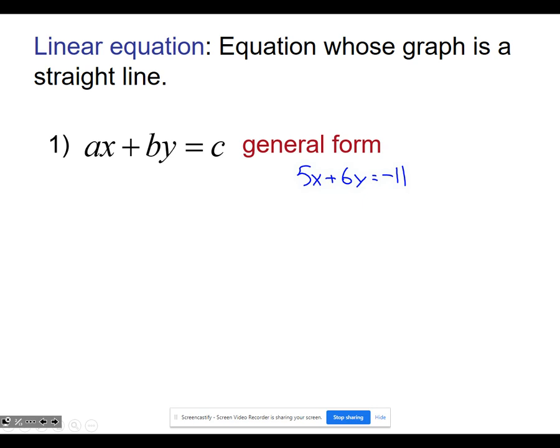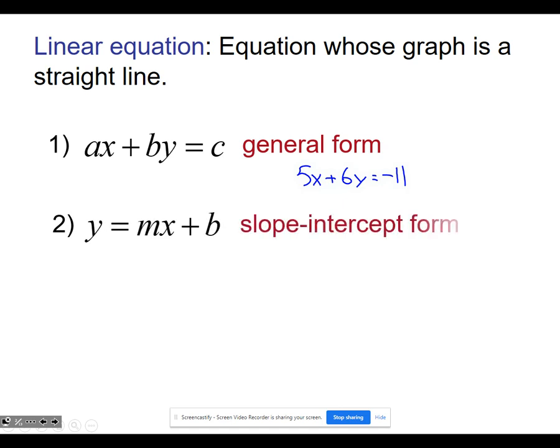This is the form that you're given a lot, though, because the general form tends not to have fractions or decimals. And if you want the other 2 versions of the line, they tend to have fractions or decimals in them. The second version, slope-intercept, right? This is actually the first version that you ever learned about. The M represents the slope. The B represents the y-intercept.